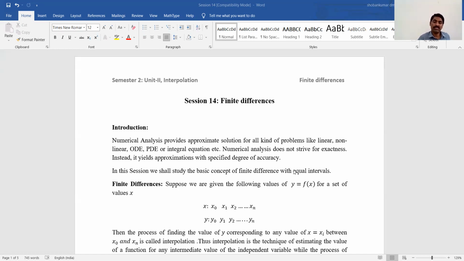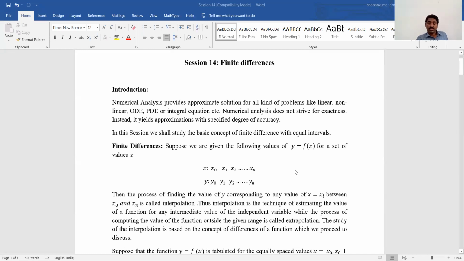First, we know the meaning of finite difference. Suppose we are given the following values of y equal to f of x for a set of values x. Here x equals x0, x1, x2, and so on xn, and y equals y0, y1, y2, and so on yn. Here x are equally spaced with step length or width h. Here h is the width of the interval or step length of the interval.